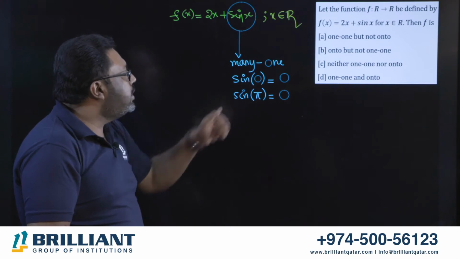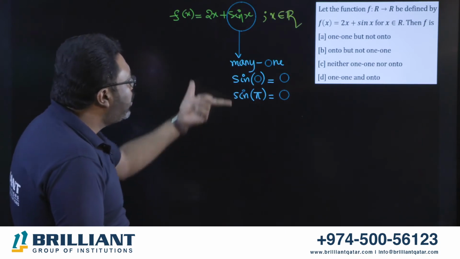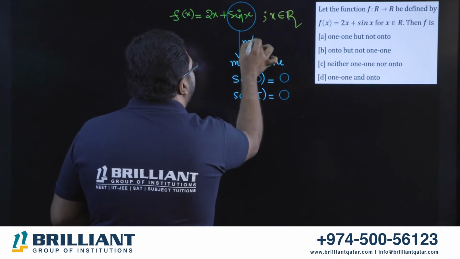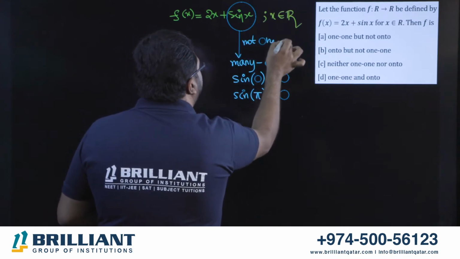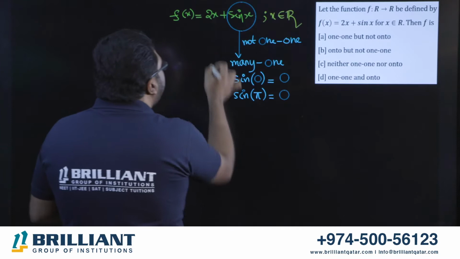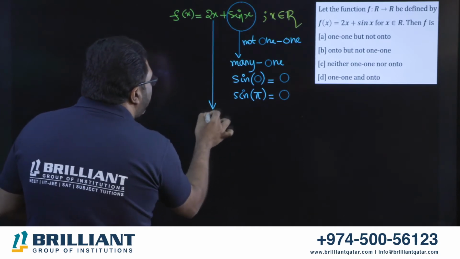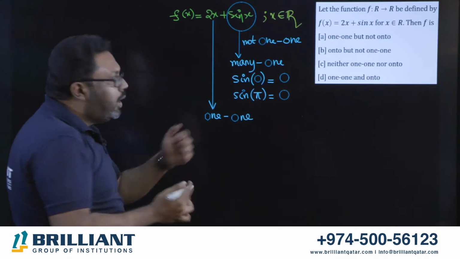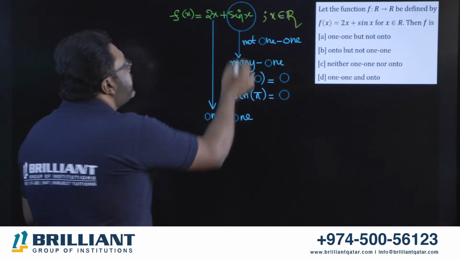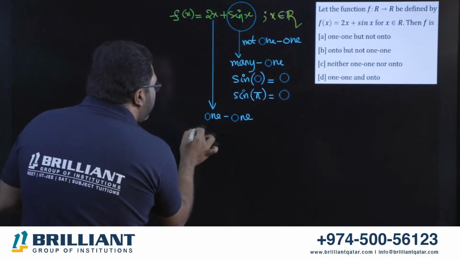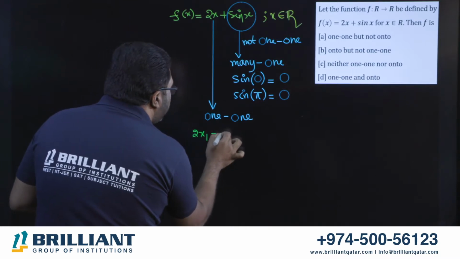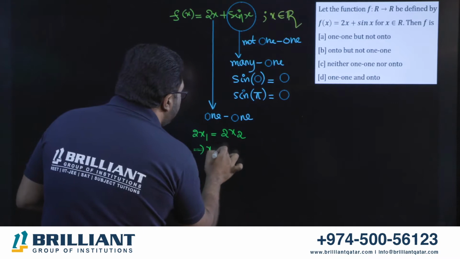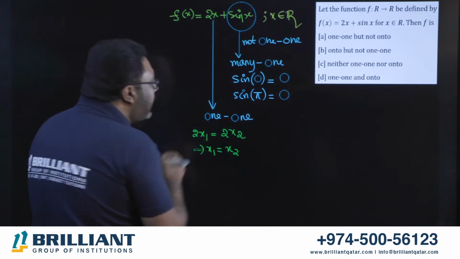So sin 0 is equal to 0, sin pi is equal to 0, so this part is not one-one. But this part over here is one-one. Why is it one-one? You can just use the definition if you want to. That is 2x1 is equal to 2x2 implies x1 is equal to x2. So that part is definitely one-one.